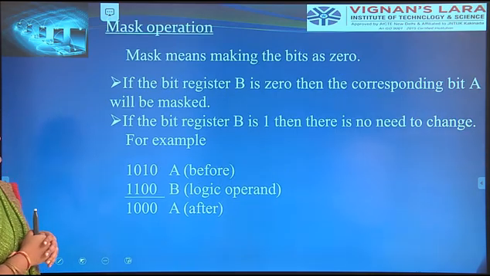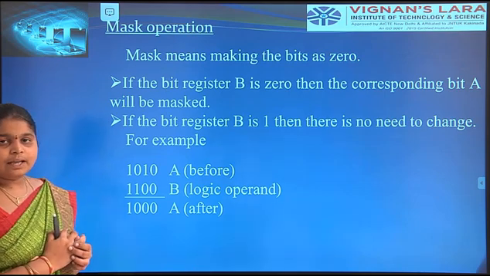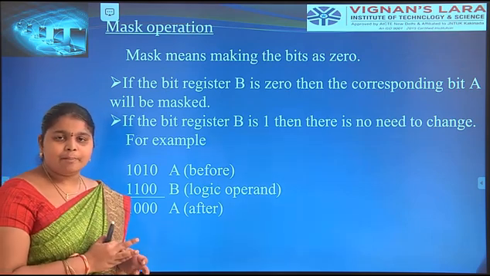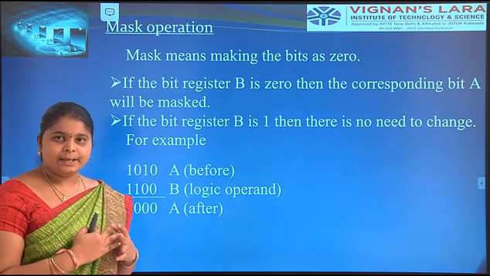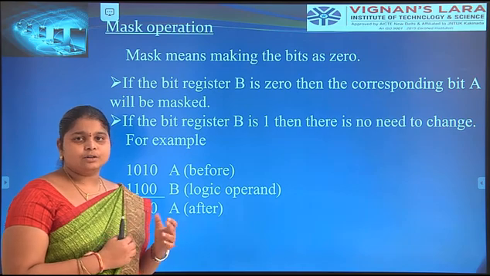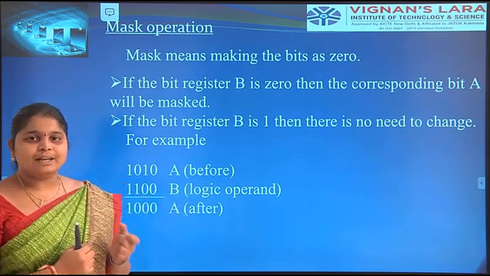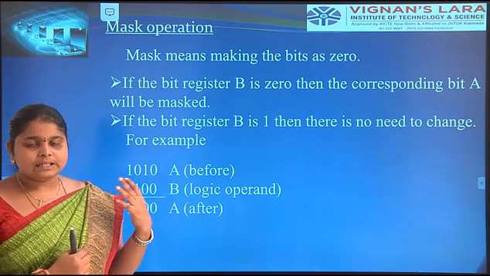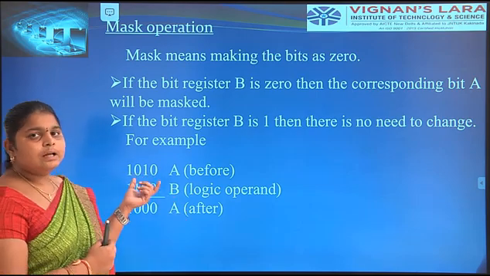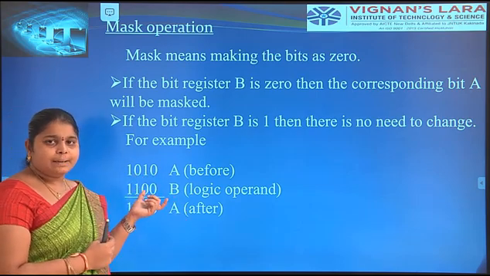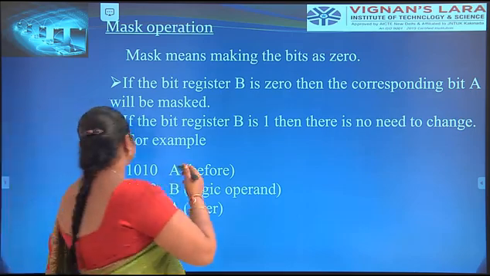Next is the mask operation. Mask means making the bit a 0. In selective set, selective complement and selective clear, all the operations leave the 0 bits unchanged in the A register. In the B register we have bits consisting of zeros and ones. Zeros do not change, only the 1s are related to the set or complement or clear. This is the fourth logic micro operation application, that is mask. Mask means making the bit a 0.